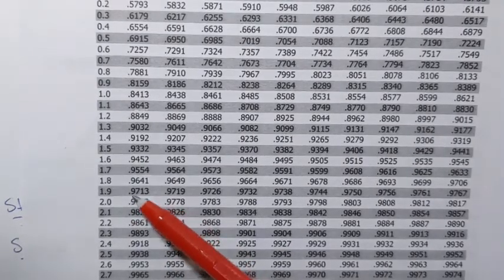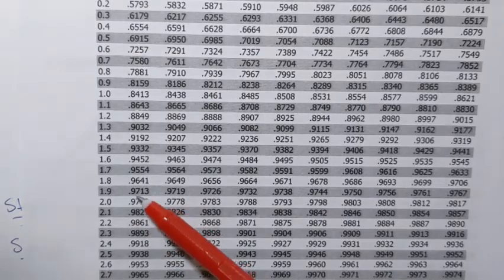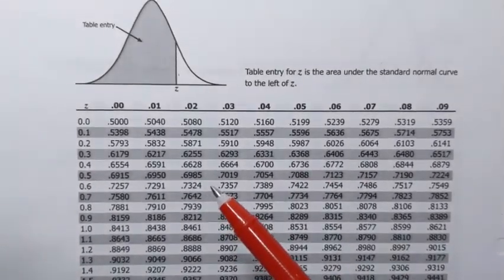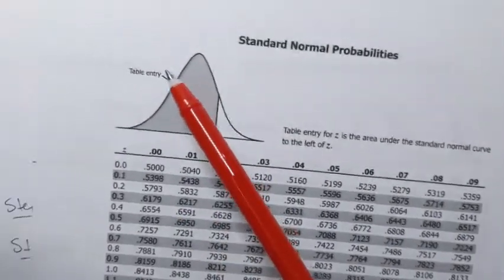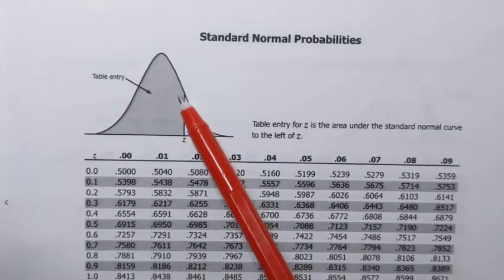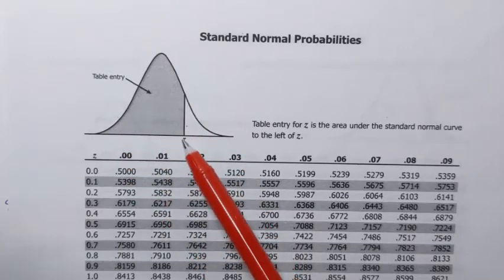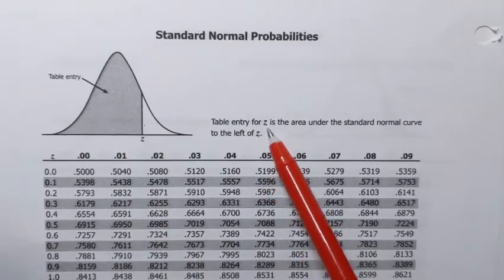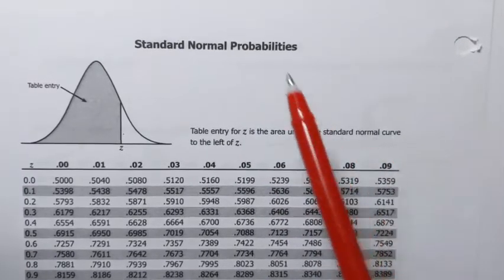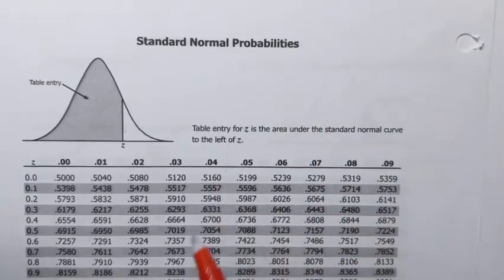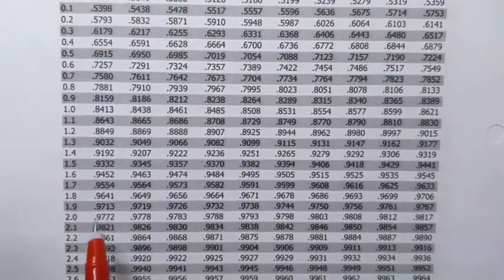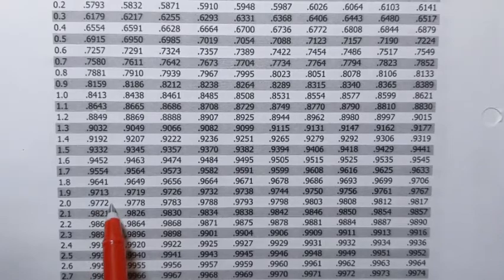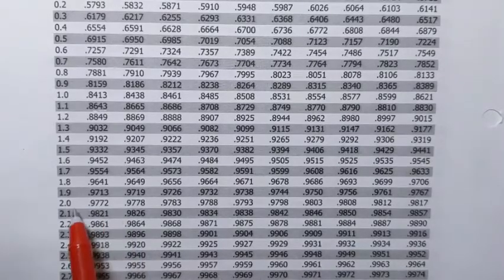But what is that number? Every time I have to remind myself that all those numbers, and actually the table reminds me of this, all those numbers represent areas. See how it's shaded or highlighted to the left of z? It says here, table entry for z is the area under the standard normal curve to the left of z. So this is the area I found, 2.00 right here, 0.9772. That's the area to the left of the z-score.